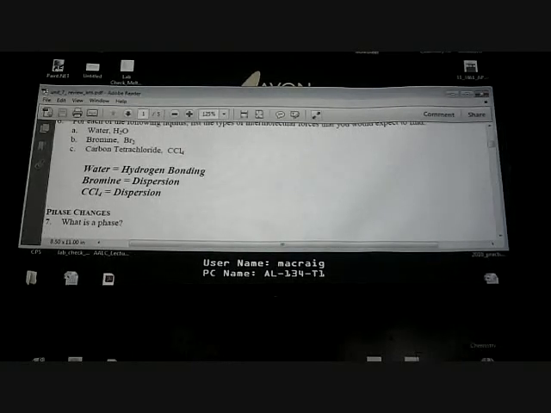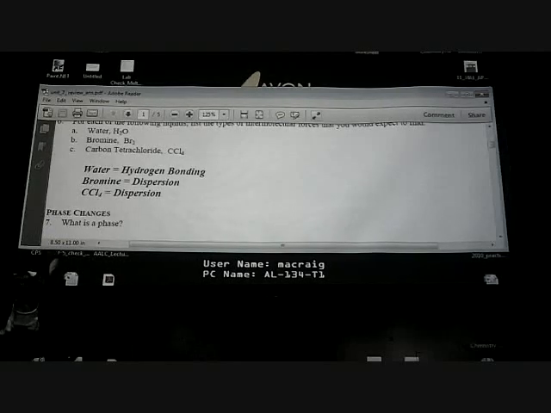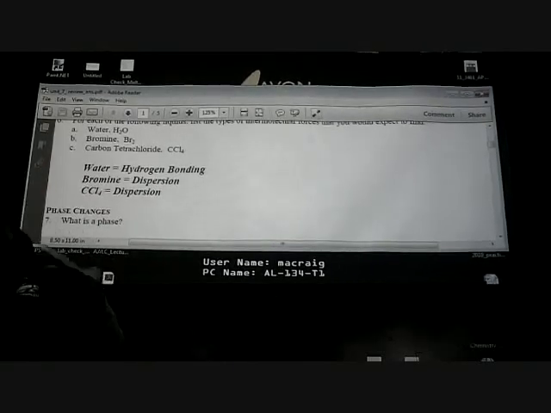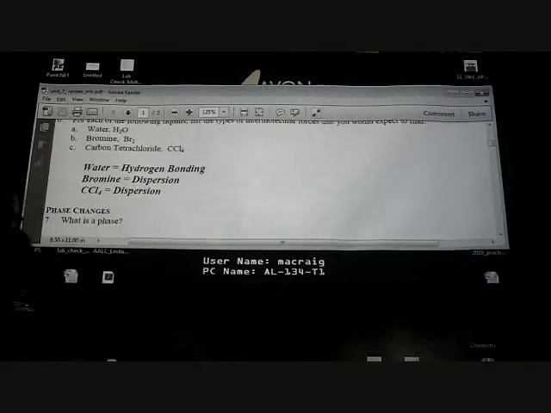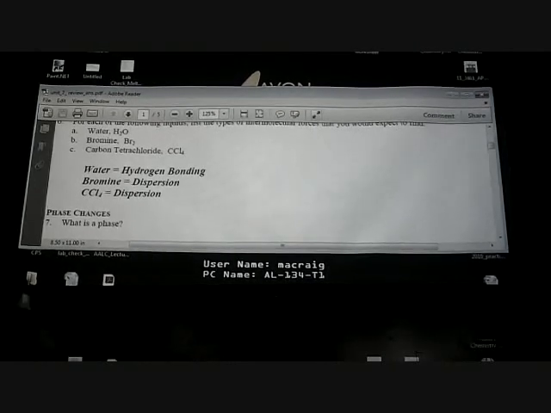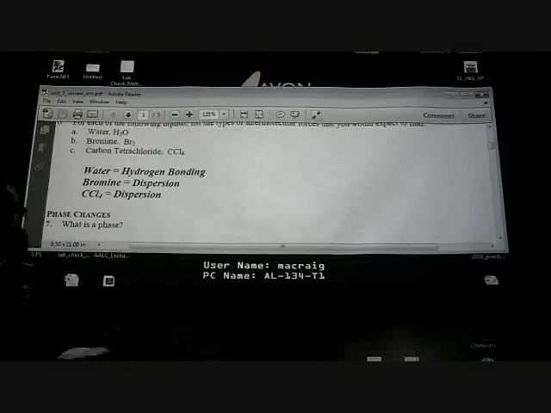All right, what is a phase? It's not something you're going through. It's a solid, liquid, or gas. Okay? And everything can exist as either a solid, liquid, or gas. It just depends on how much energy is present. So if there's not very much energy present, it might be a solid. If there's a lot of energy present, it might be a gas. So it depends on the substance.